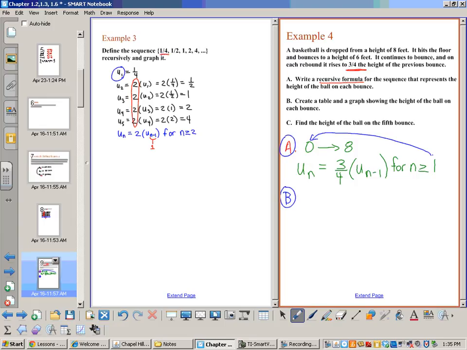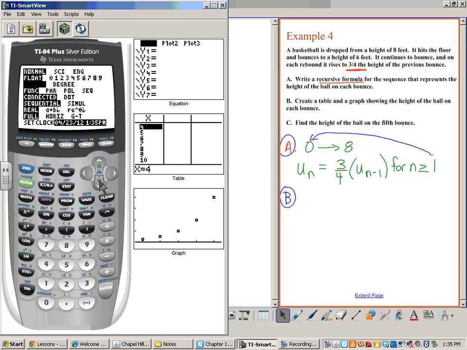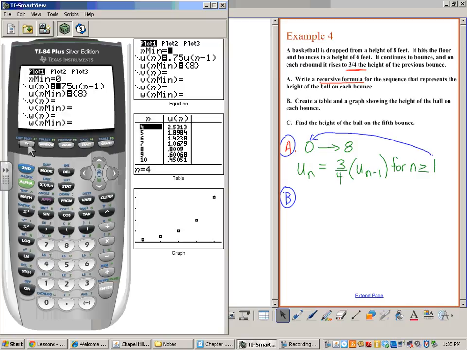Now part B is where we are looking for a graph and a table. So we're going over to our calculator. I want you in your calculator to go to the mode, and you're going to go down, and where it's on function now, you're going to change that over to sequence. Press enter. Okay, and then go to your y equals, and it should look something like this.